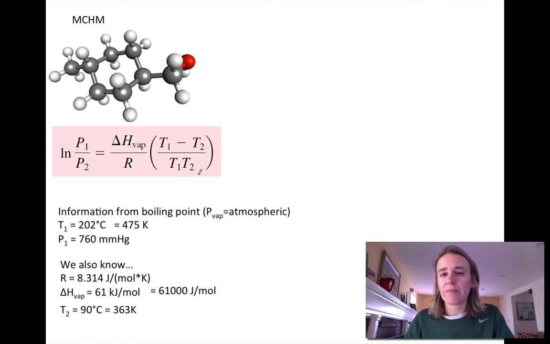It's a little scary looking. It's got a natural log in it. But I want you guys to think back to kind of what you know about logarithms.